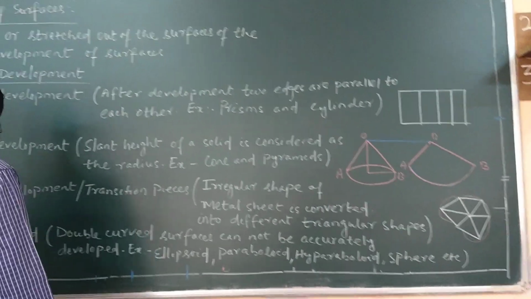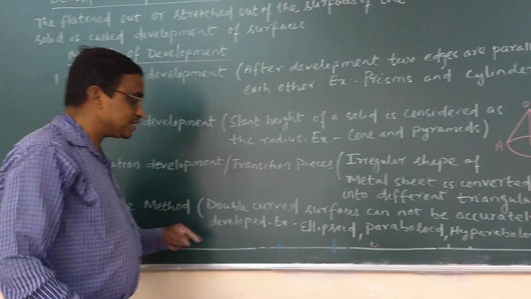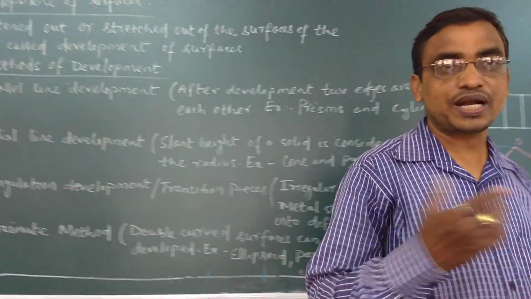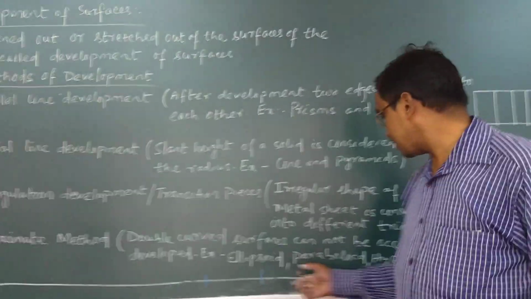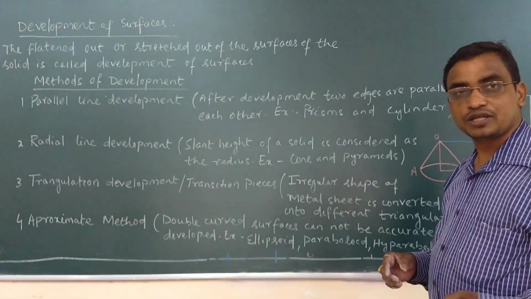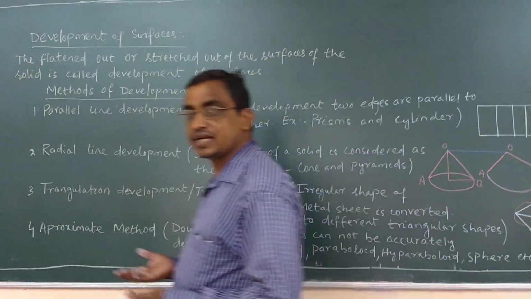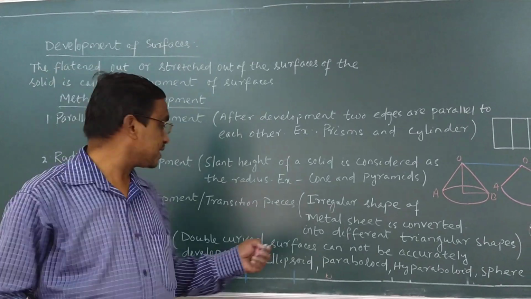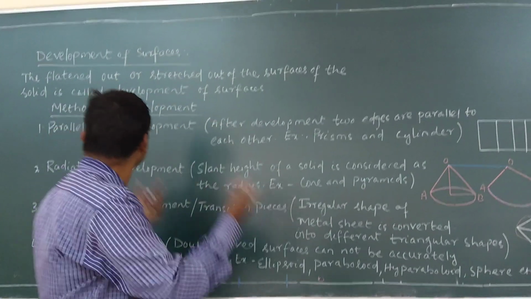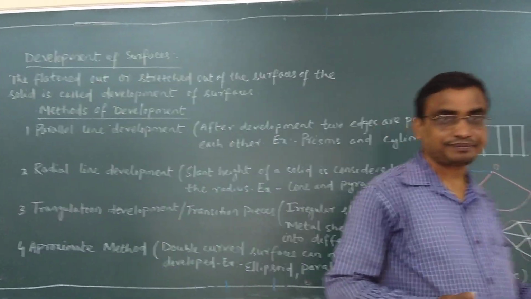Then the fourth method is the approximate method, means generally the double curved surfaces cannot be accurately developed, for example your sphere, ellipsoid, paraboloid, hyperboloid. So up to some extent it is developed. So the name is approximate method. So these are the various methods of development.